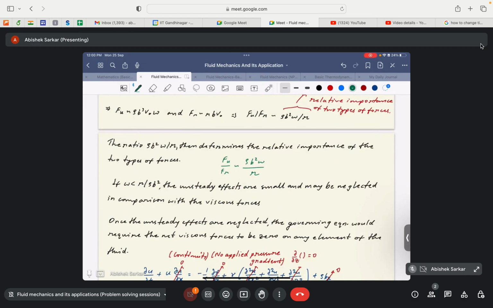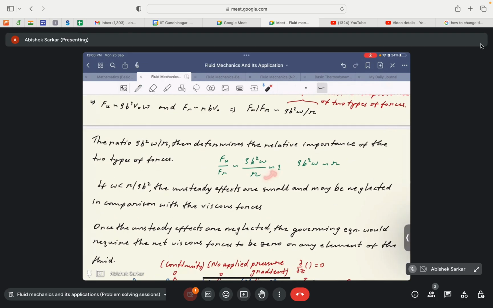Now if we say that this scales as 1, that is, these are almost equivalent, then rho b square omega would scale as mu. Now if I take these two terms to the denominator, we can write omega would scale as mu by rho b square. So if I consider omega as a parameter, this equation can help us represent the relative magnitude of the two types of forces, based on the scale by which our omega varies.